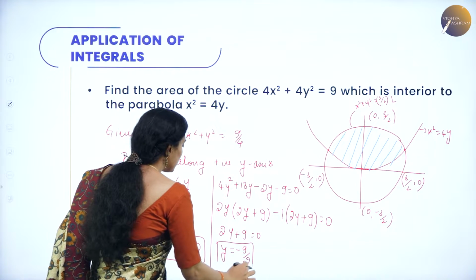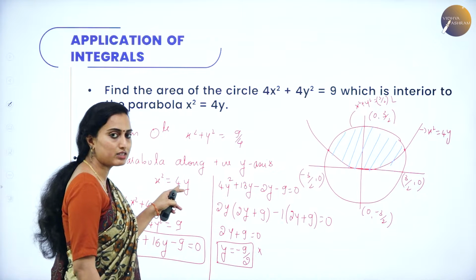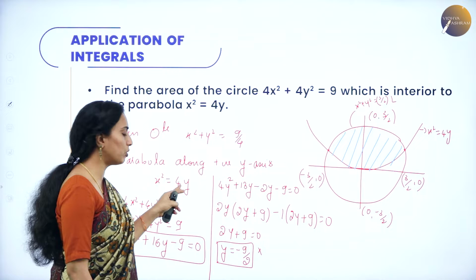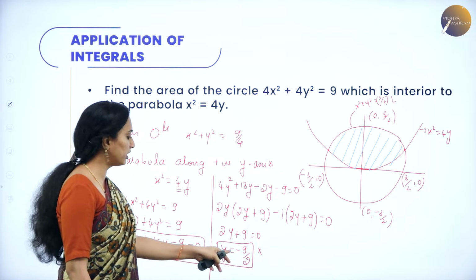So you can reject this value, dear students, because if you put minus 9 by 2, here you are going to get 9 2s are 18, which is minus 18, which cannot be. So x squared is equal to minus 18 means it is a complex number, which is not possible. So I am going to reject that value.